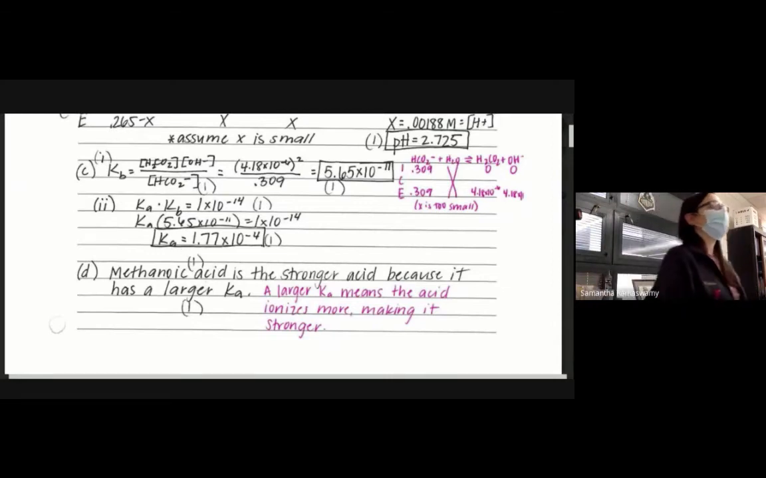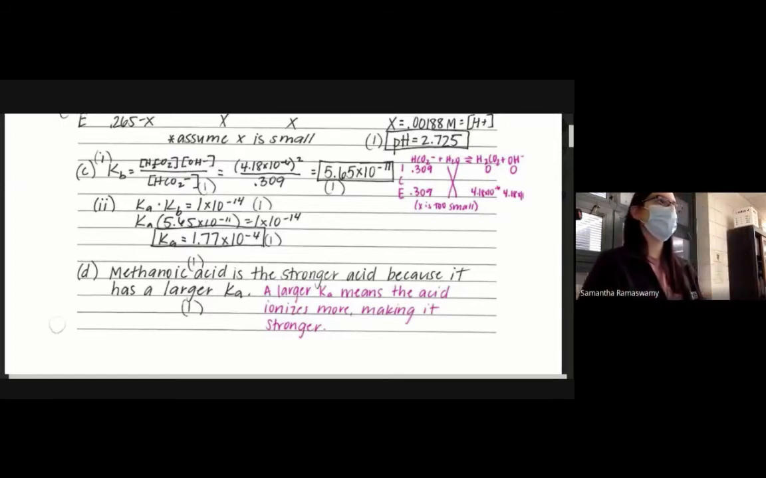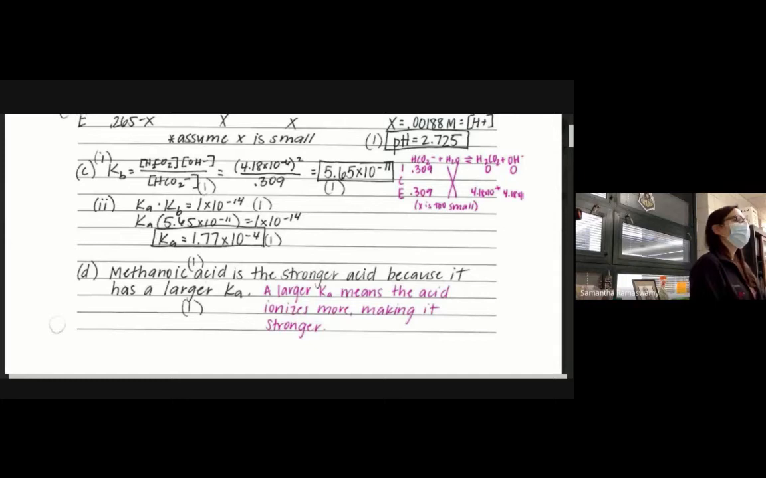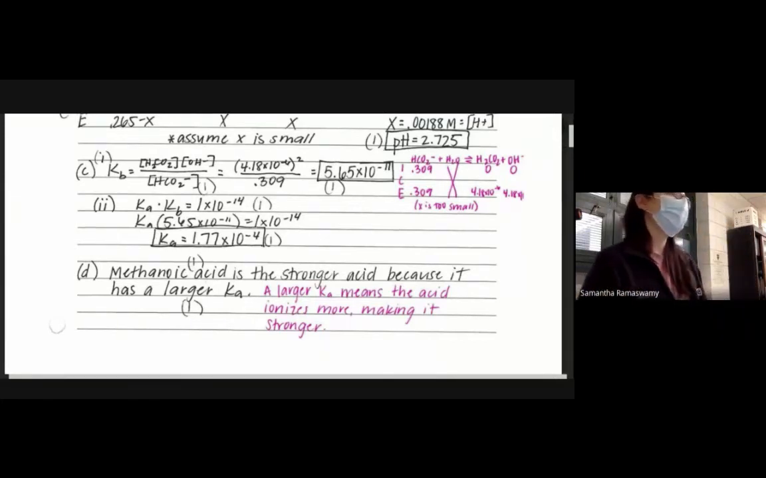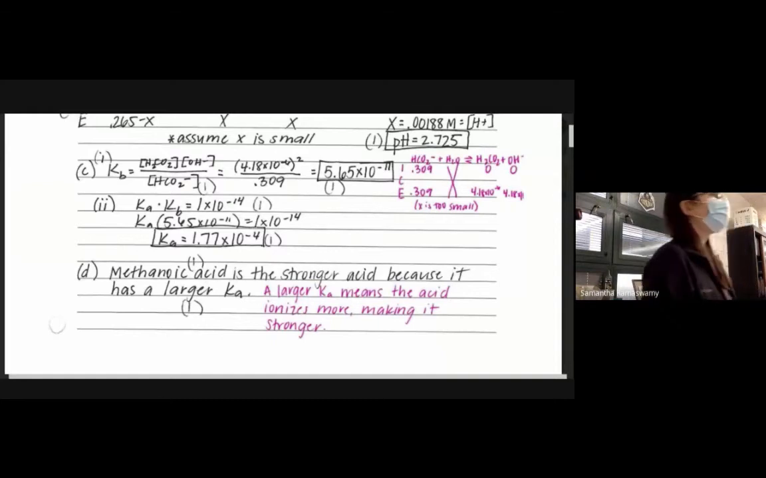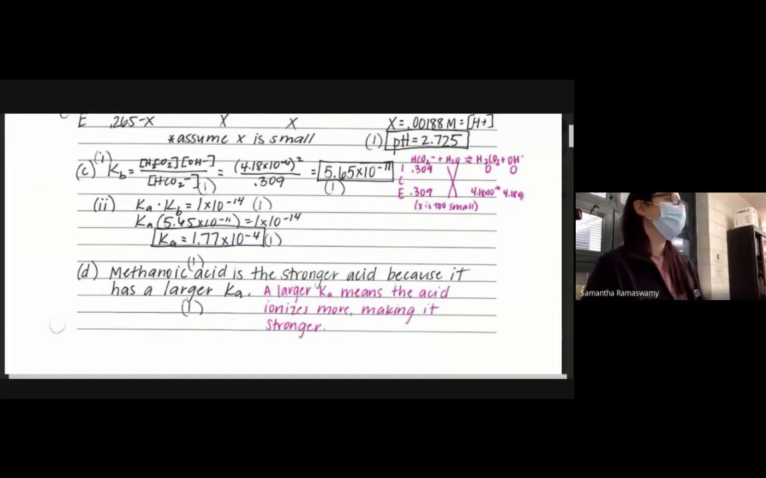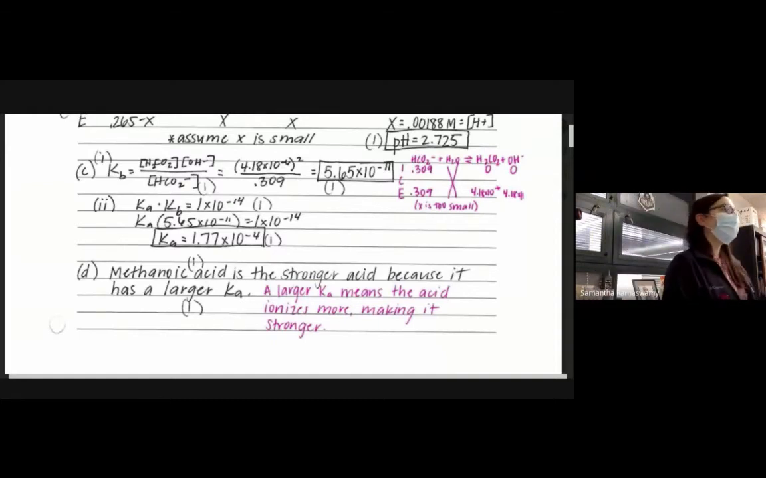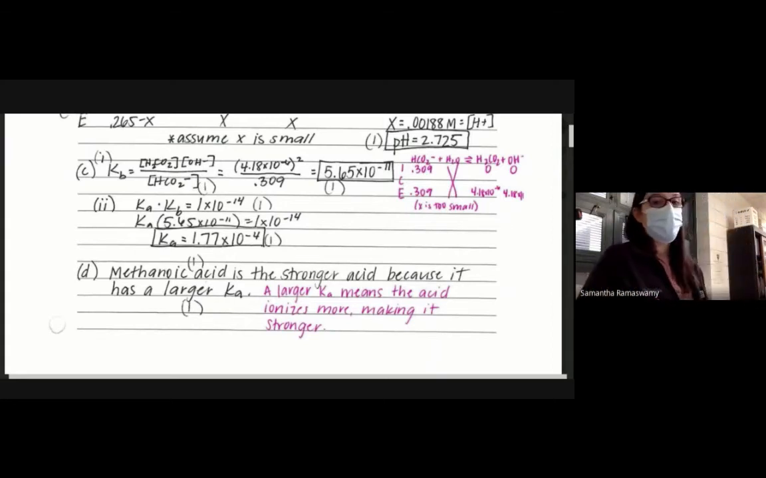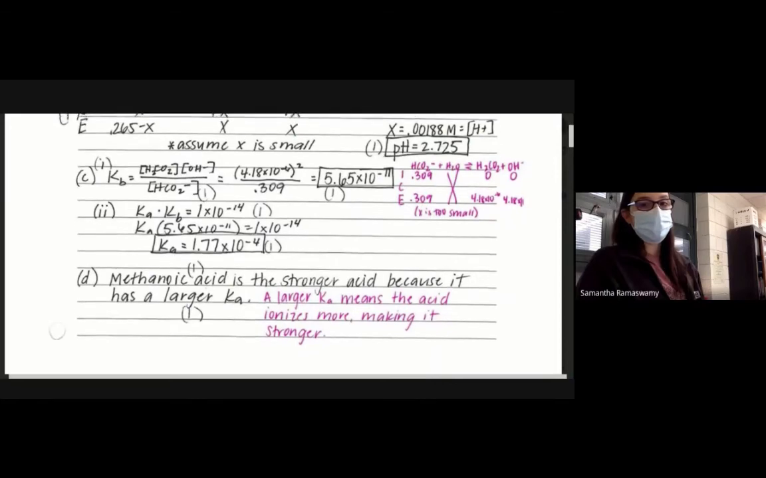And then part D asks, which is the stronger acid, methanoic acid or propanoic acid? When you're comparing the strengths of weak acids, look at their Ka values. The larger the Ka value, the stronger the acid, because Ka is products over reactants.